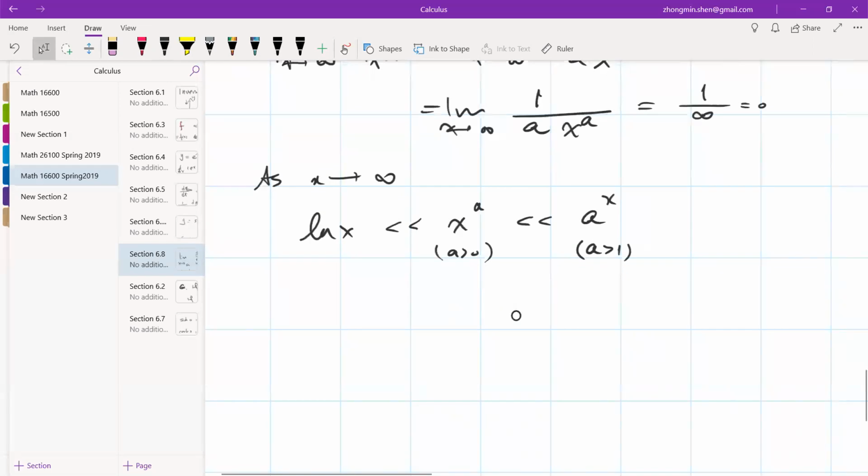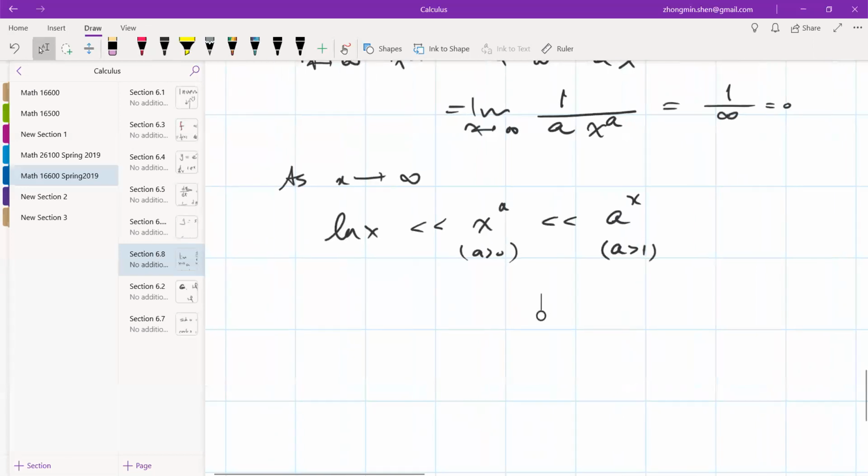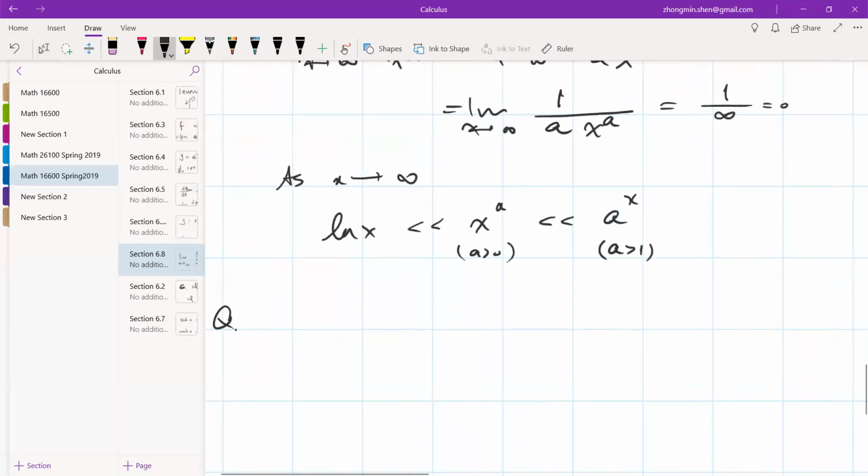All right, so let's continue. Find the limit as x approaches 0.